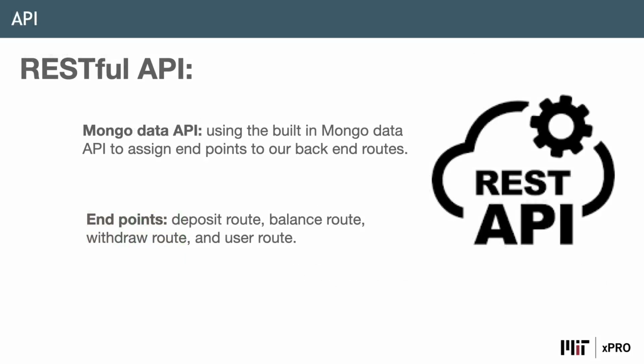The API that was chosen was the built-in Mongo Data API, and that assigns the endpoints to our backend routes. The different endpoints that we had were the deposit route, bank route, withdrawal route, and the user route.